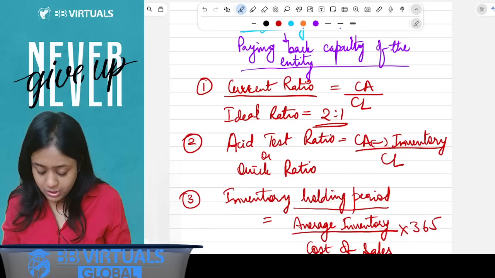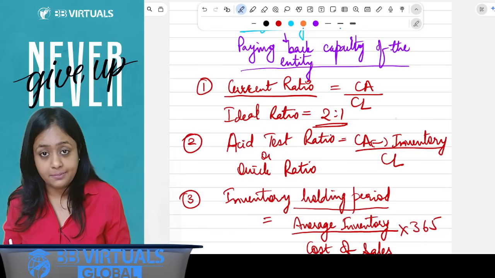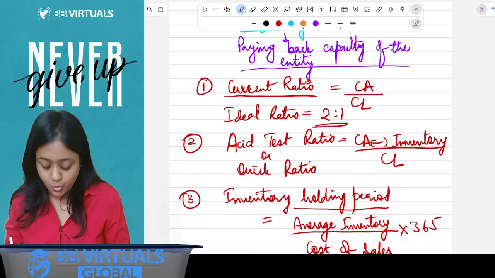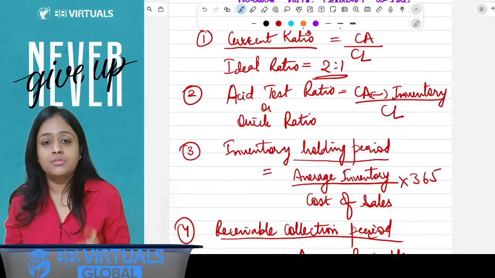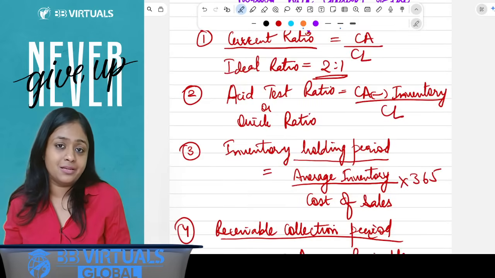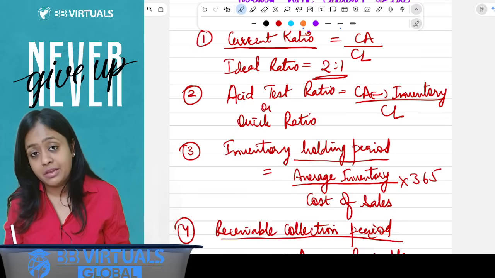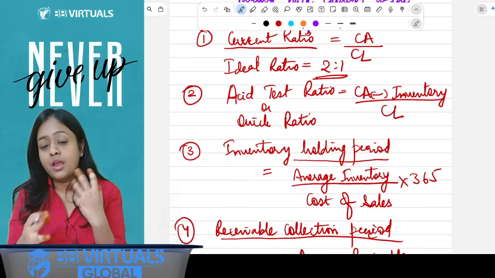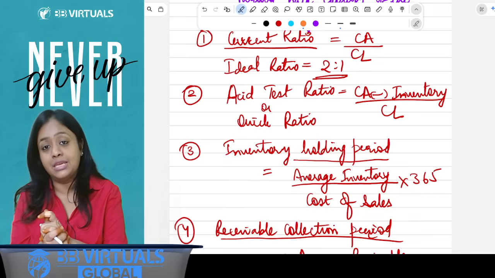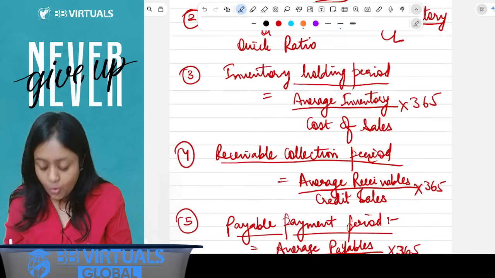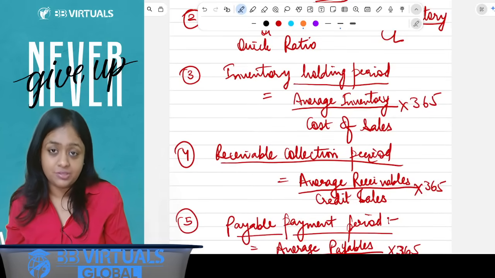Typical ratios that we use here are the current ratio, which is current assets by current liabilities, and the ideal ratio is 2:1. Acid test ratio, which is the quick ratio, takes the same as current assets by current liabilities, but we eliminate inventory because it is the slowest moving. So we look at the quick conversion of cash, which can be helpful to cover the liabilities. Inventory holding period, which is average inventory by cost of sales multiplied by 365.